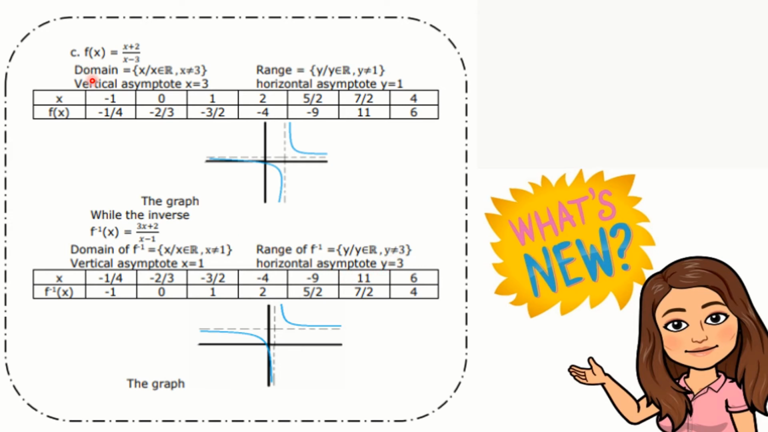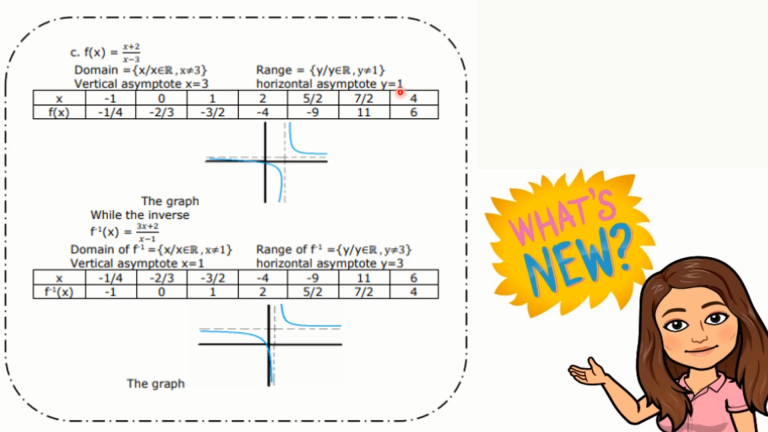Now, for the vertical asymptote, we have x equals 3, since that will make the denominator 0. So we have here x equals 3. This one becomes the horizontal asymptote of our inverse function, y is equal to 3.